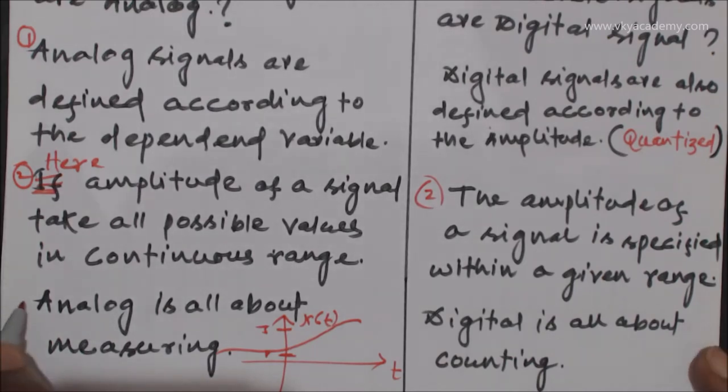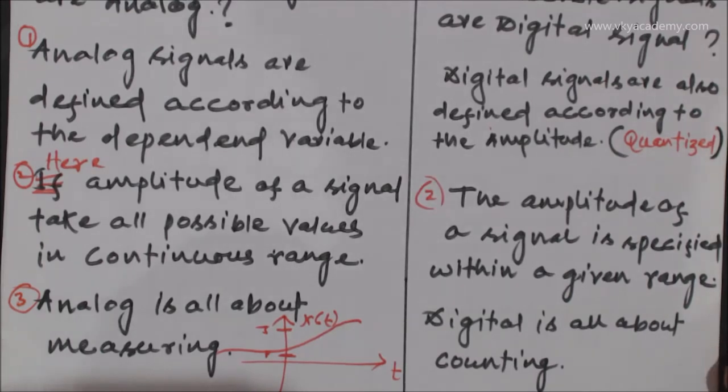Now the third point is, analog is all about measuring. But digital is all about counting of a signal, because in a digital signal we know that a system takes only two values, that is 1 and 0. So basically it takes 1 and 0 for counting purposes only.